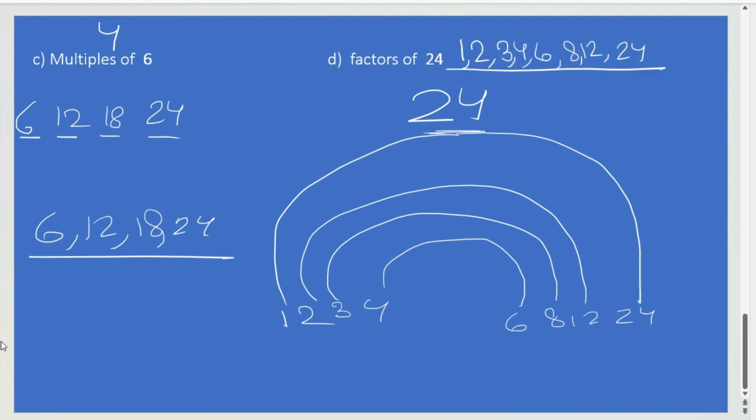There. So another thing, we don't use a rainbow whenever you're trying to find multiples, but I normally use these little lines and the labels because I feel like they're easier to do.